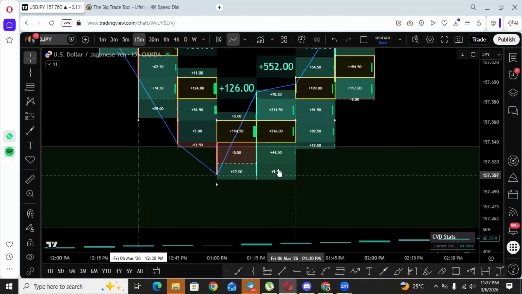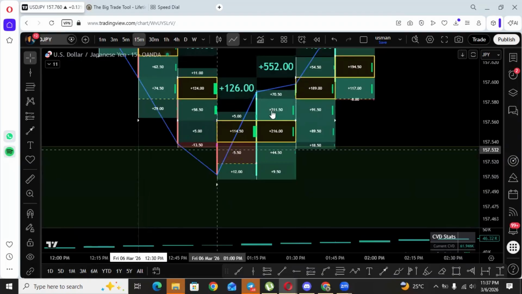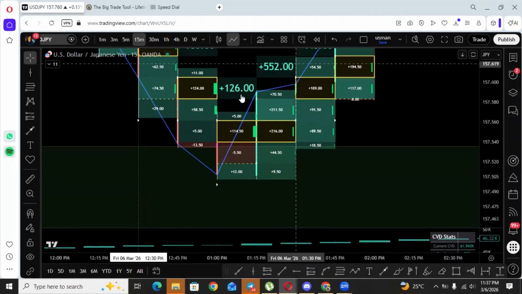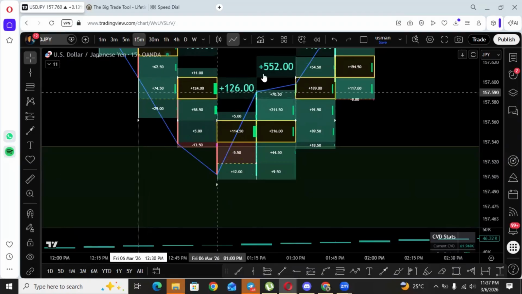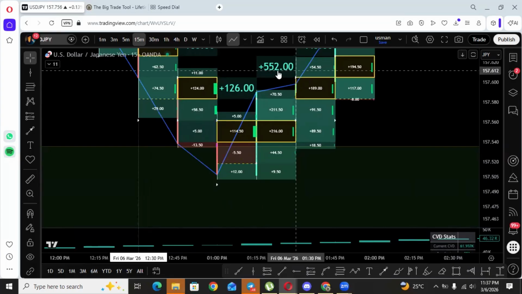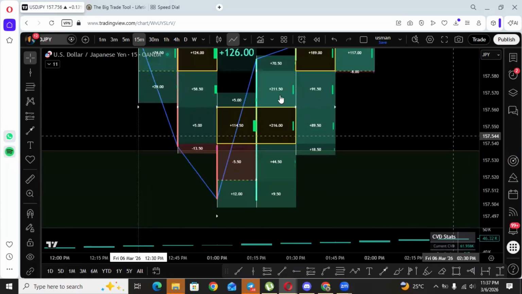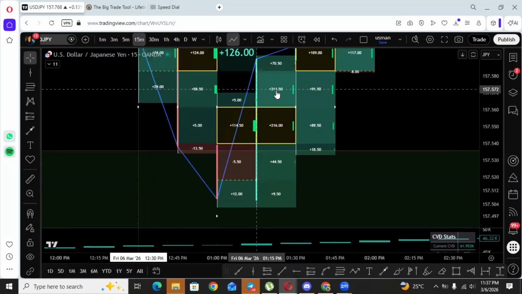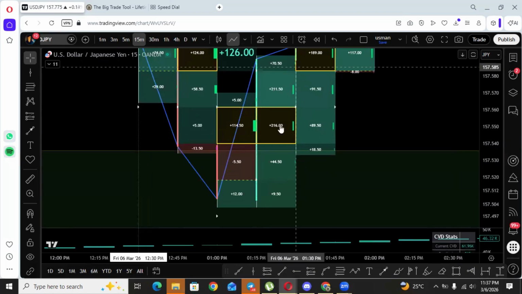When you get a second candle that engulfs the previous sell candle, look at the difference in delta. Delta turned from 126 to 552. And look at the imbalances in this candle: positive 200, 211, positive 17, 216, 44, plus 9.